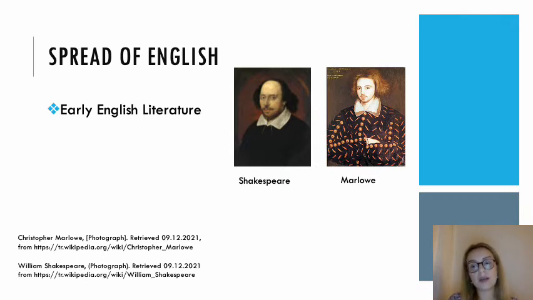We can start with early English literature for understanding the spread of English. The first significant step in the progress of English towards its status as a global language didn't take place before the end of the 16th century. By the end of the reign of Elizabeth in 1603, literature had boomed through the works of Marlowe and Shakespeare. You can see their picture on the screen.